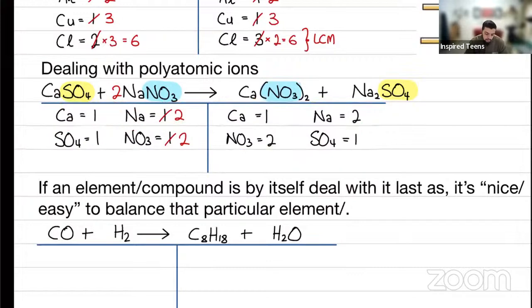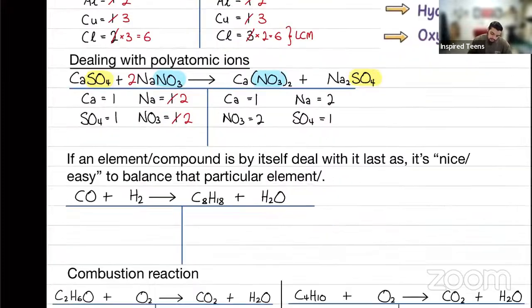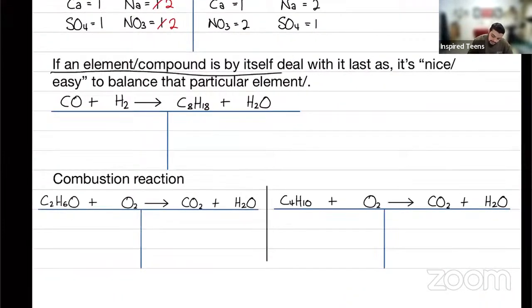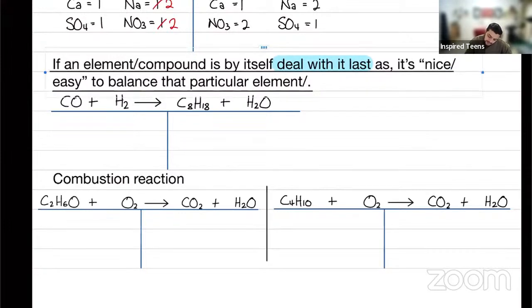Some equations are more difficult than others, of course, but that is basically how to deal with polyatomic ions. The next rule is if an element or a compound is by itself, deal with it last. This is the keyword: deal with it last. It's nice and easy to balance that particular element. Always deal with it last, because we can manipulate it very easily since it's on its own.